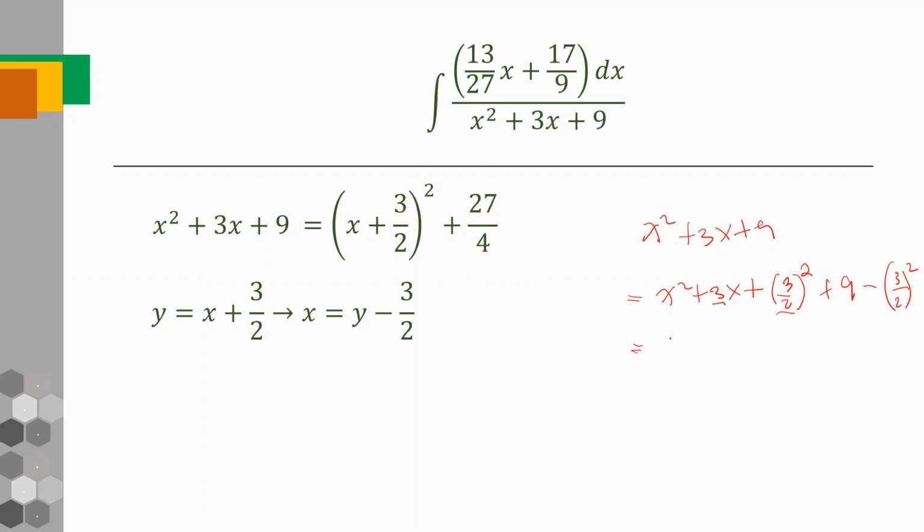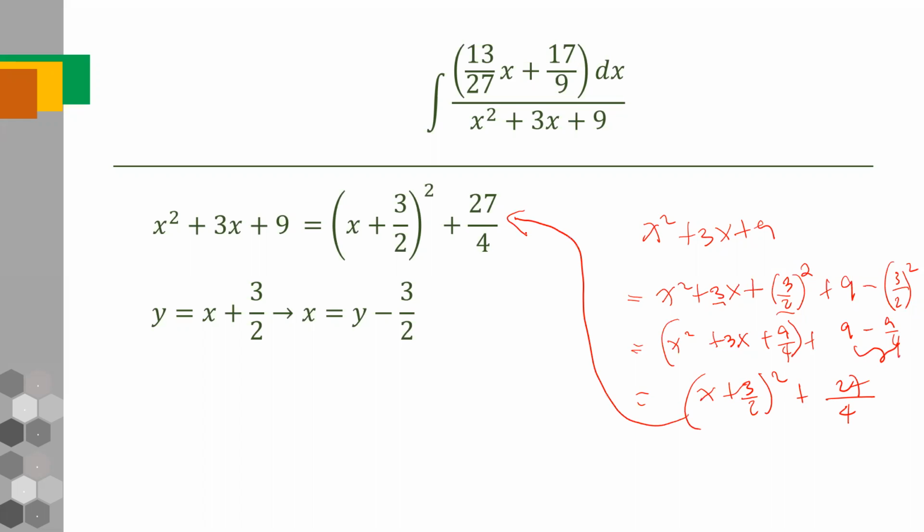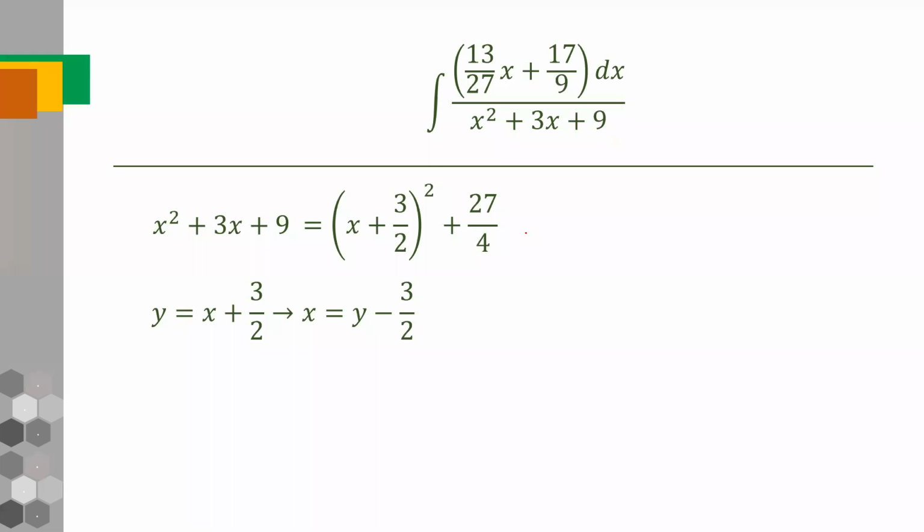This means this is equal to x squared plus 3x plus 9 over 4 plus 9 minus 9 over 4. So we factor this expression. This is equal to x plus 3 halves quantity squared. We combine these two and you have 27 over 4. So this is how we get this equivalent expression. Okay, so at this point, let's continue.